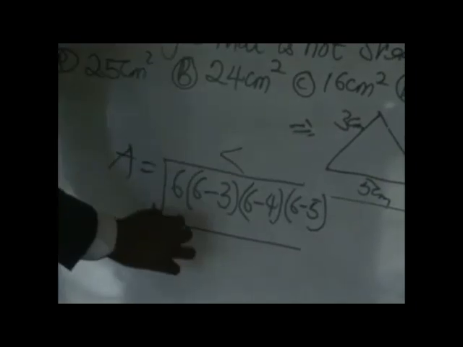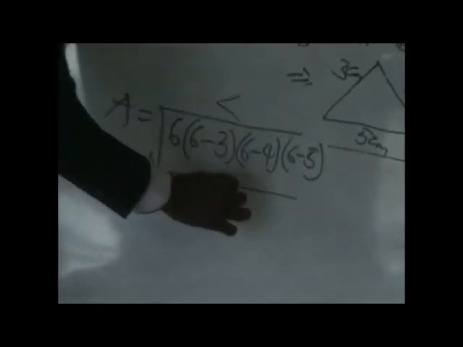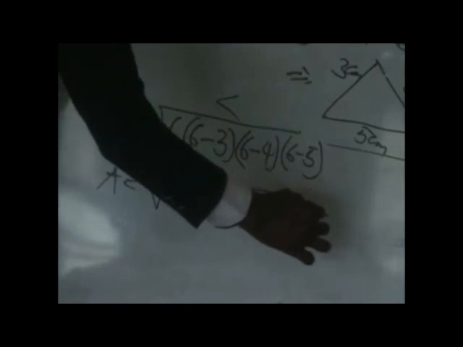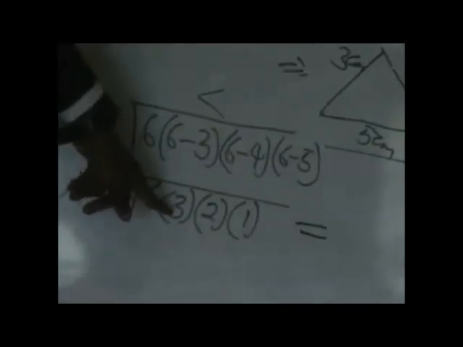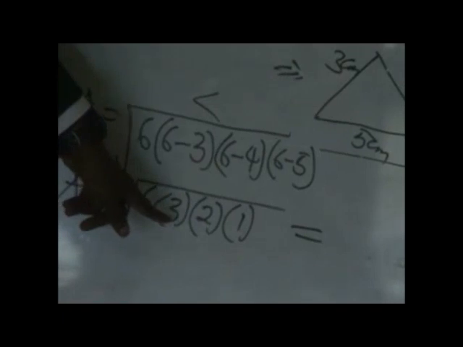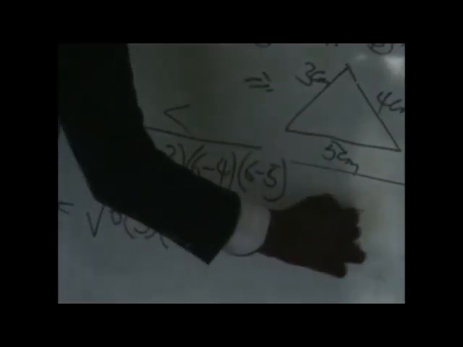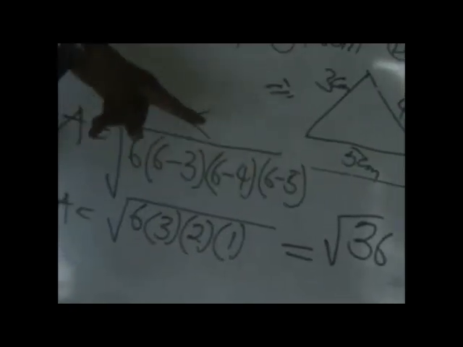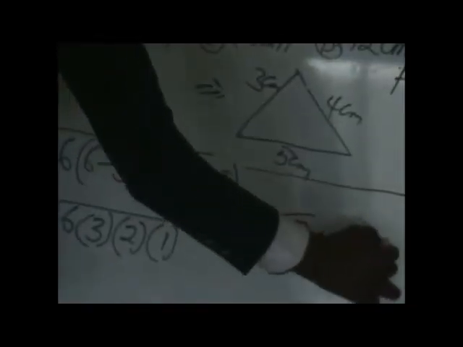Now this becomes 6. 6 minus 3 is 3. 6 minus 4 is 2. 6 minus 5 is 1. So by the time you do all of these, 6 times 3 is 18. 18 times 2 gives you 36. So it's going to become the square root of 36. Finally, what is the square root of 36? The square root of 36 will give you 6 square centimeters.